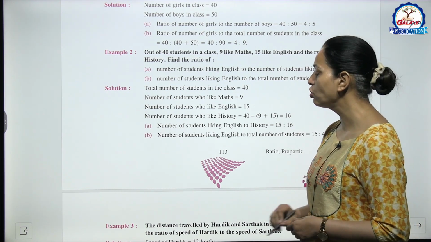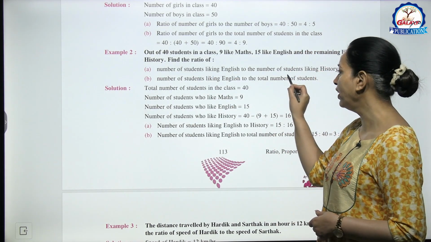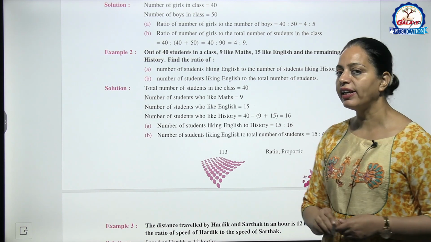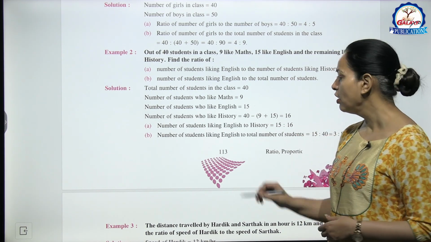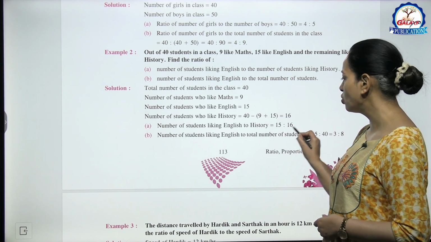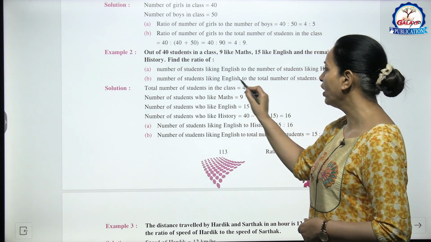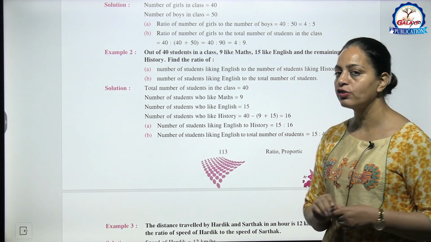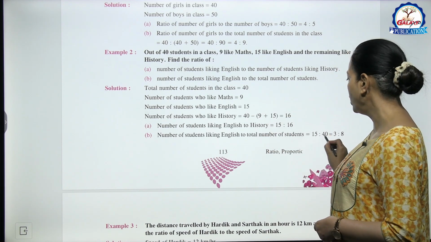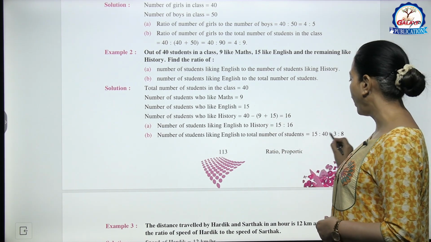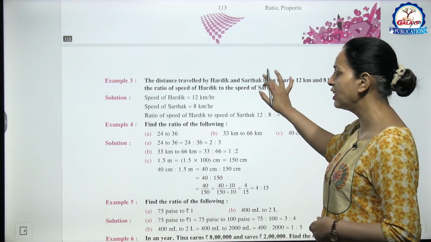Now find the ratio. A part, number of students liking English 15 and number of students liking history, so 15 ratio 16, right? So there is no cancellation, so leave it like this. Now B part, number of students liking English to the total number of students. So total is 40. So ratio is 15:40. Cut it by 5. Answer is 3:8. I hope this is clear to you.